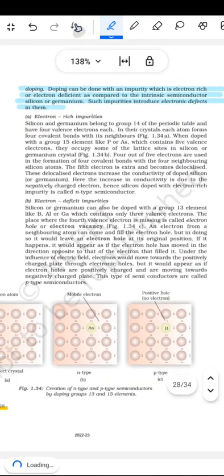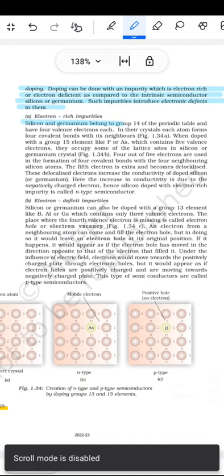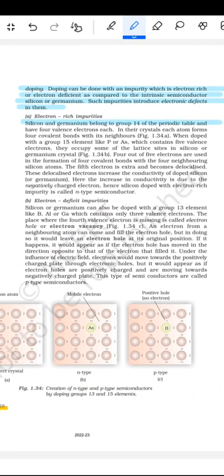अब बात करते हैं इलेक्ट्रॉन रिच इम्प्योरिटीज। तो silicon and germanium belong to the group 14 of the periodic table and have 4 valence electrons each. In their crystal, each atom forms 4 covalent bonds. When doped with a group 15 element like the phosphorus or the arsenic, which contains the 5 valence electrons, they occupy some of the lattice sites in the silicon or the germanium crystal.